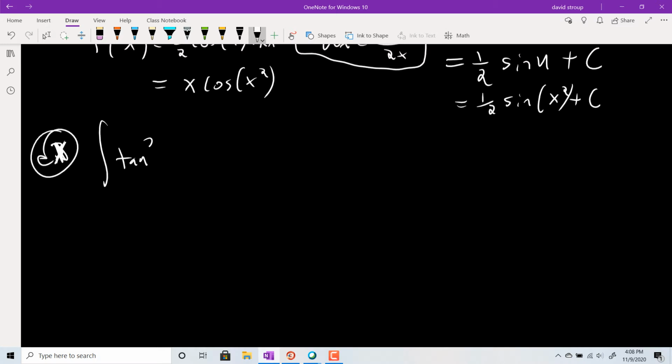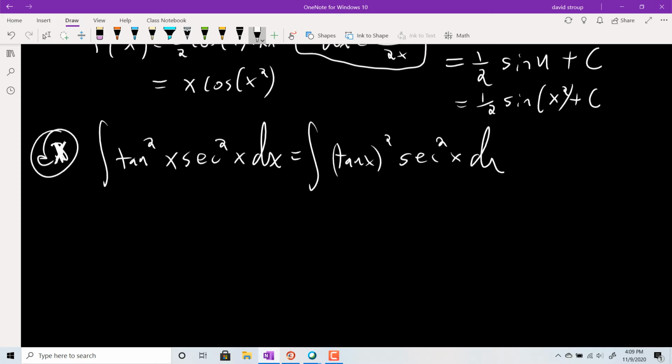So we have tan squared x times secant squared x dx. We rewrite it as tan x squared times secant squared x dx. You're looking to make a u sub for something such that the derivative of that something is floating about inside the integral, right? So, for example, if I let u equal tan x, the derivative of tan is sitting right here. You have to know the derivatives pretty well. The derivative of tan is secant squared, if you did not know that.